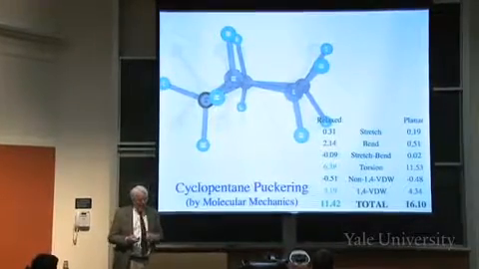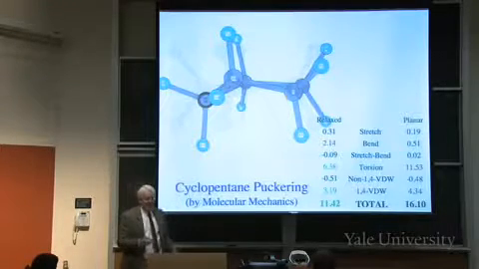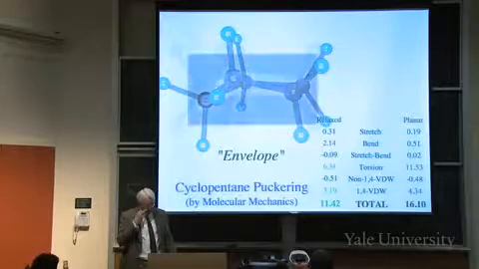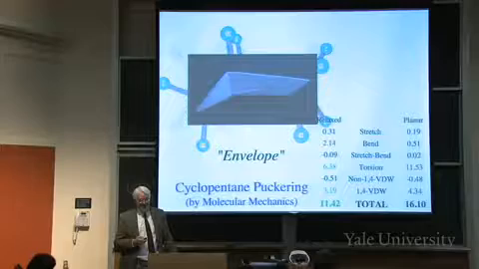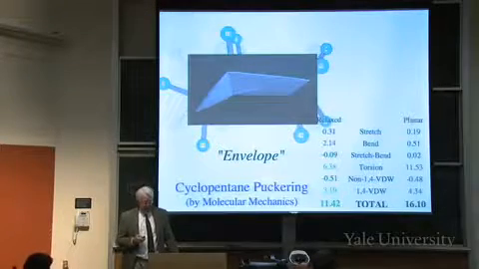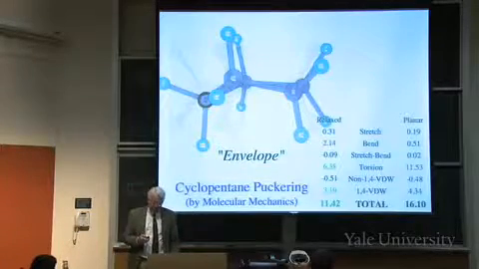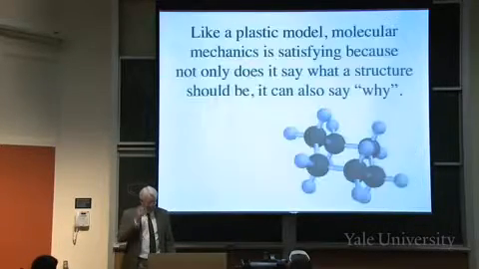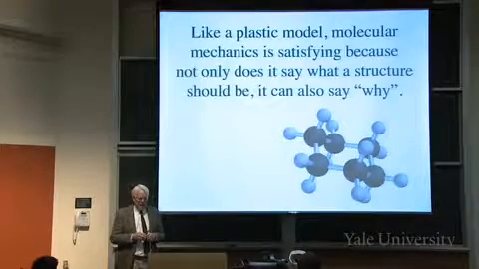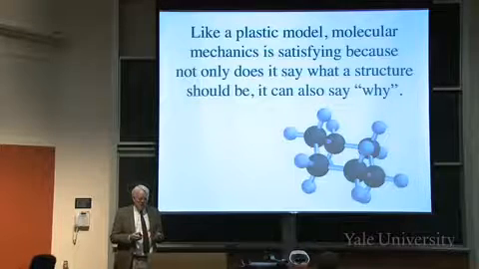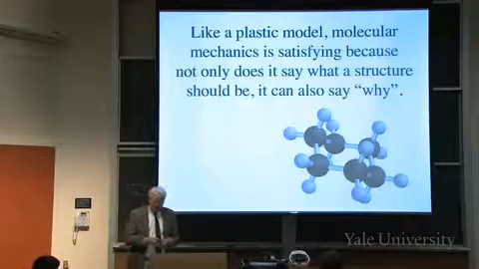And this particular conformation, which you can see how it's bent down at the black carbon 8 there, is sometimes referred to as the envelope conformation of cyclopentane. See how it looks like the fold of the envelope bent down. Okay, so there again is a competition between bending and torsion. Now, like plastic models, molecular mechanics is satisfying because it says not only what the structure should be, but why. What is it that makes the energy the way it is?